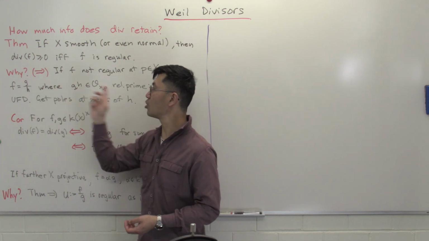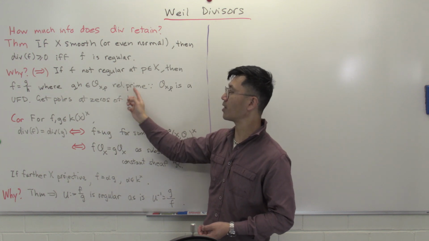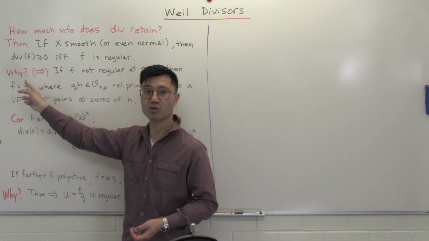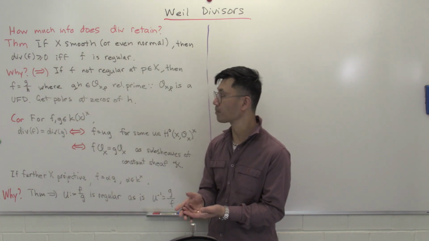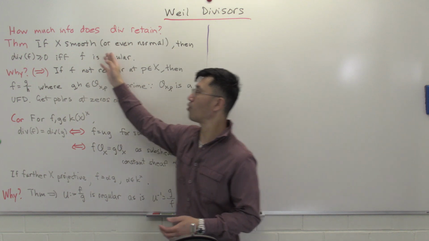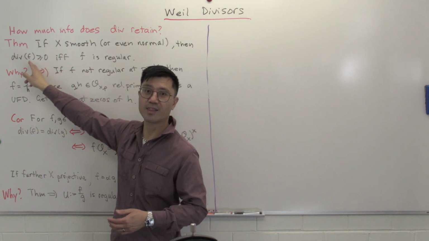Okay, but since it's a unique factorization domain, you can talk about primes, and you can talk about these being relatively prime. You can cancel prime elements until g and h are relatively prime. And so of course what you want to do for the contrapositive is say that if it's not regular, then it's got poles somewhere.